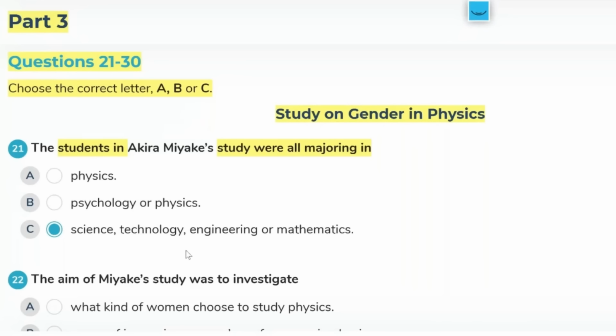Okay, option B, those who wrote option B. So the researchers were a mix of psychologists and physicists. Researchers, not students. So option B is gone.